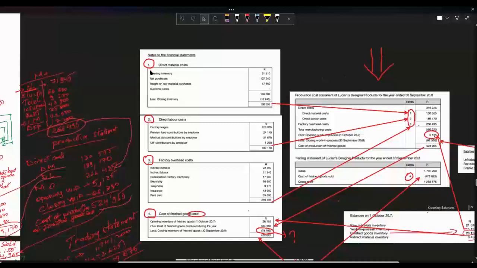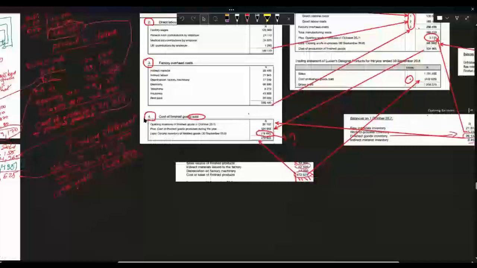And like I said, we need to add what came from the previous year, the opening work in progress, and subtract what we are not going to use this year, which is the closing work in progress. This will provide us the total cost of production of finished goods. All right? So very simple.